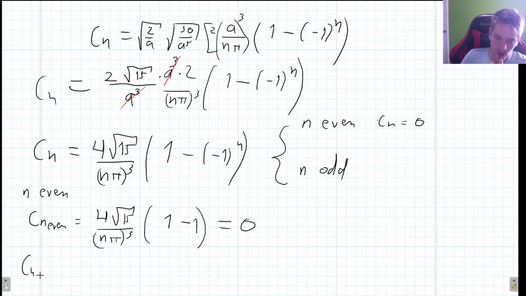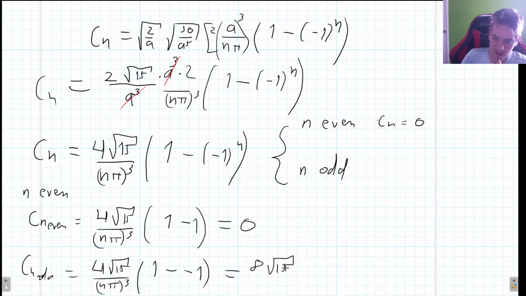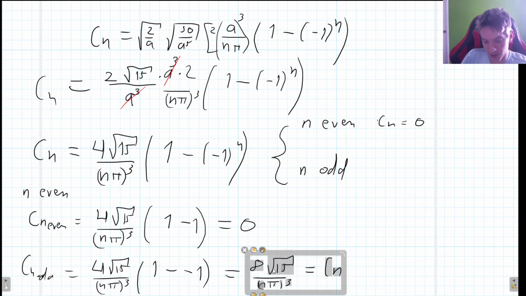And when it is odd, we get the same thing here, n pi cubed, but now we get 1 minus minus 1, which is just going to be 2. So we get 8 times the square root of 15 divided by n pi cubed. Okay, so this is our expression for our Cn's, which is, as we can see, only non-zero whenever n is odd.